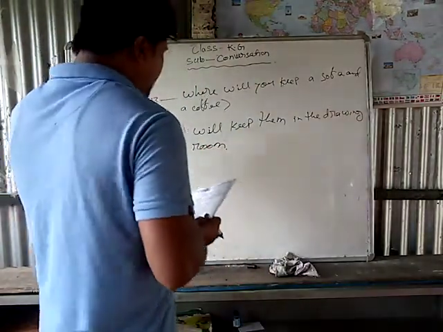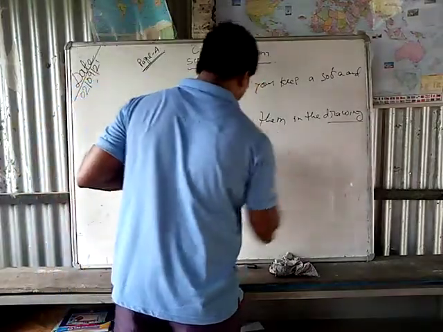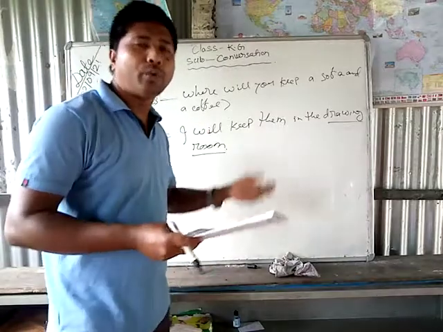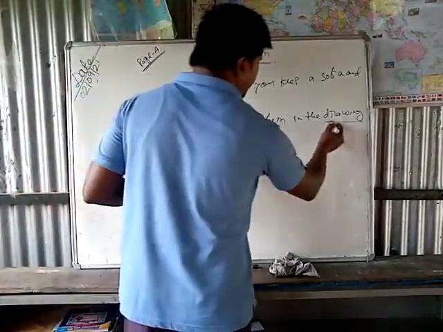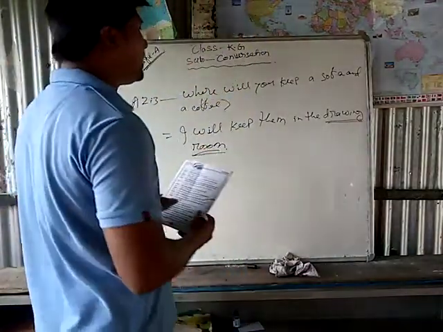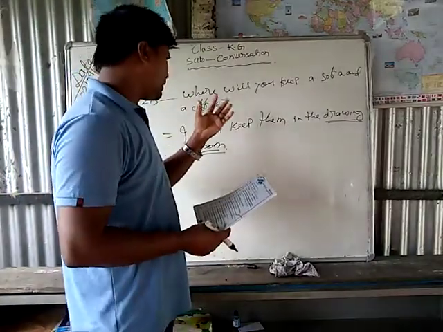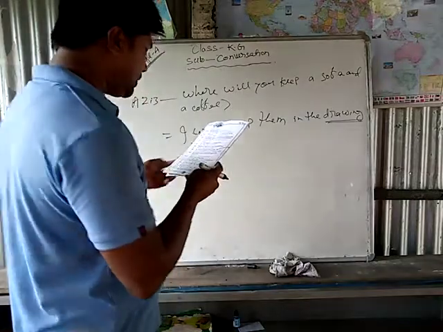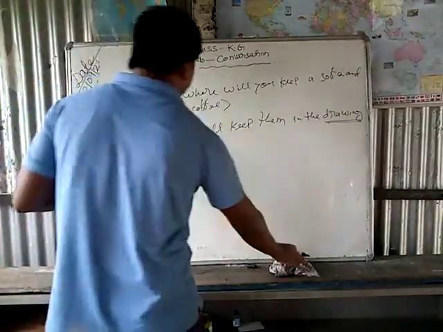What is a drawing room? Where some guests come, we sit and talk for a while, that is called the drawing room. Therefore, there needs to be a coffee table and a sofa, isn't it? So after that, next question, what is there?